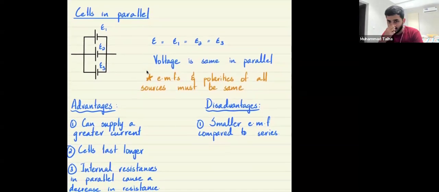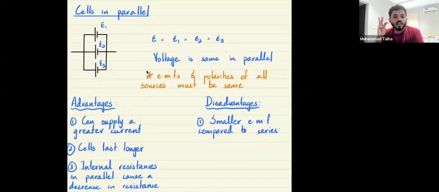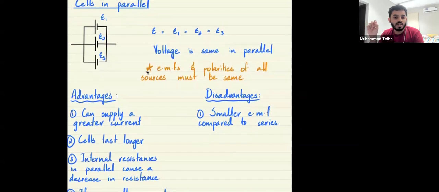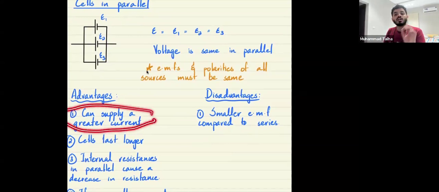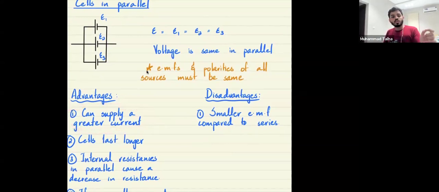Then cells in parallel. The disadvantage is that the EMF does not add up here. Voltage is the same, but the idea is that this can supply a greater current. So you are right in a case where, compared to the load I had previously, I put in a greater load, but that's not what I'm doing here. I'm working with the same resistance wire.